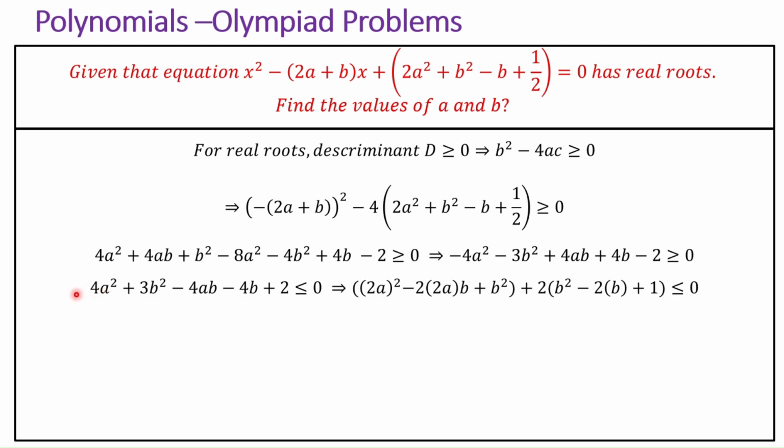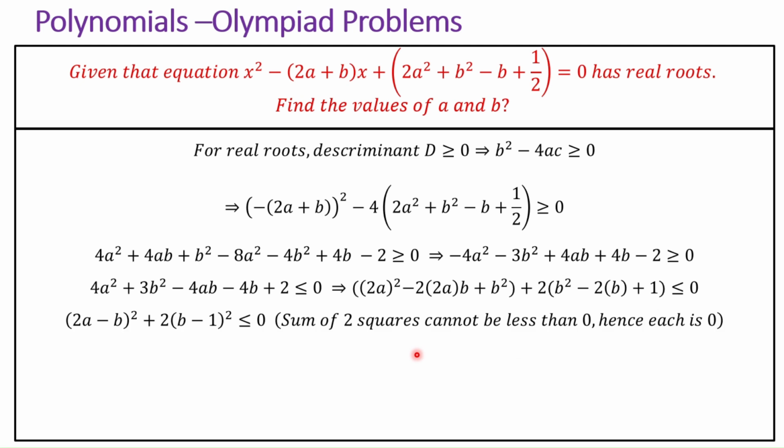Now I will write 4a square minus 4ab, then I need a b square term, right? So I added one b square term. So 2a whole square minus 2 into 2a into b plus b square, plus what is remaining, 3b square. I have taken 1 b square out, so 2 b square is remaining. Then minus 4b, I have taken 2 common, so it will become minus 2b plus 1. So this is also a square. Now the final expression becomes 2a minus b whole square plus 2 into b minus 1 whole square is less than or equal to 0.